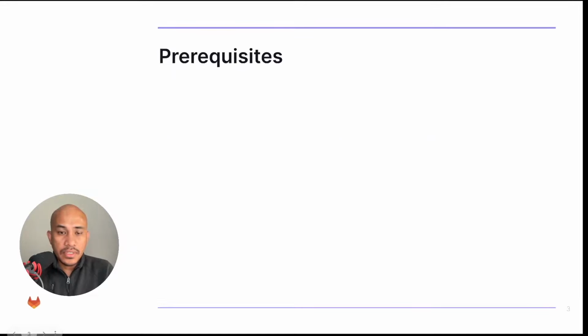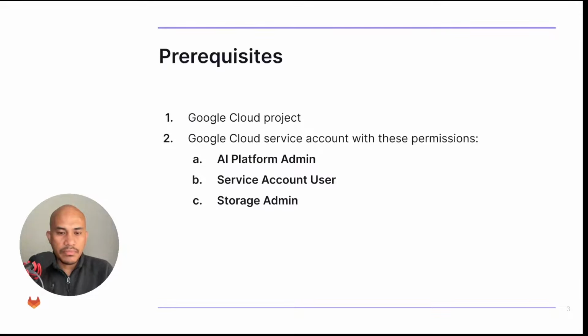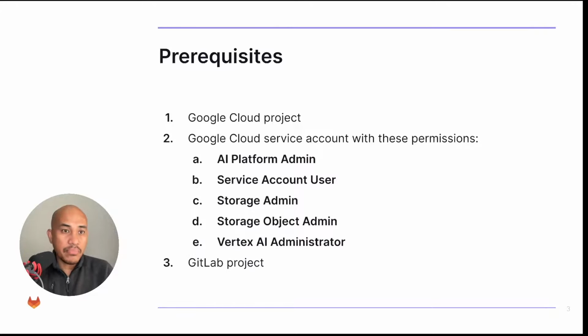Some prerequisites. First would be a Google Cloud project. Second would be a service account on Google Cloud with these permissions: the AI platform admin, service account user, storage admin, storage object admin, and Vertex AI administrator. And finally, you need your GitLab project where you will have your CI/CD and source code hosted.